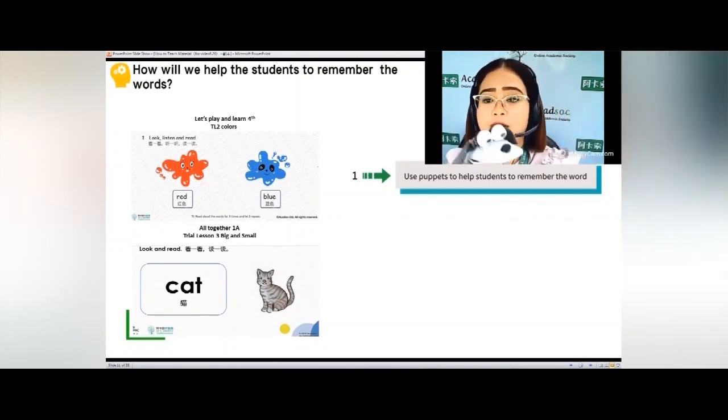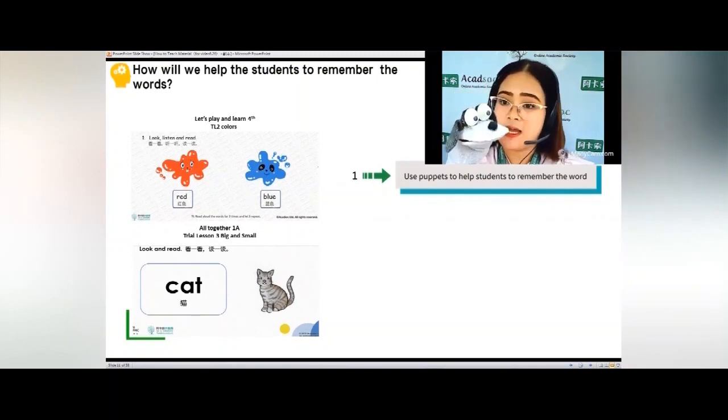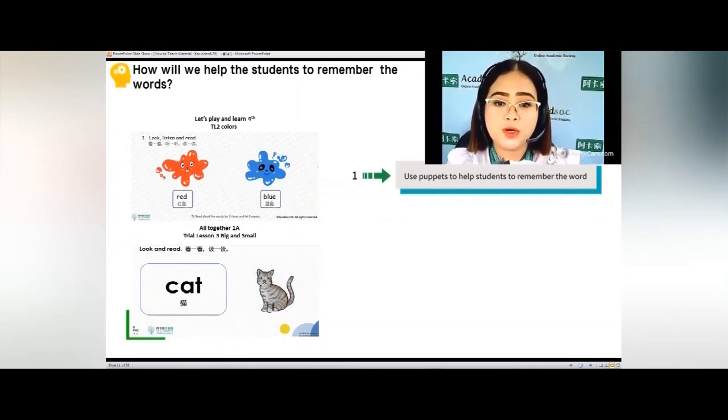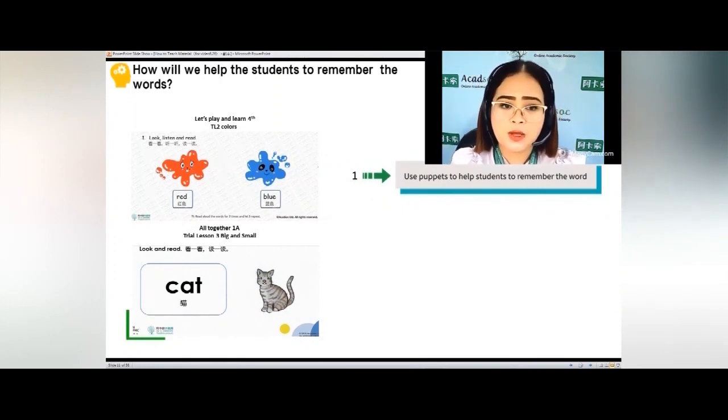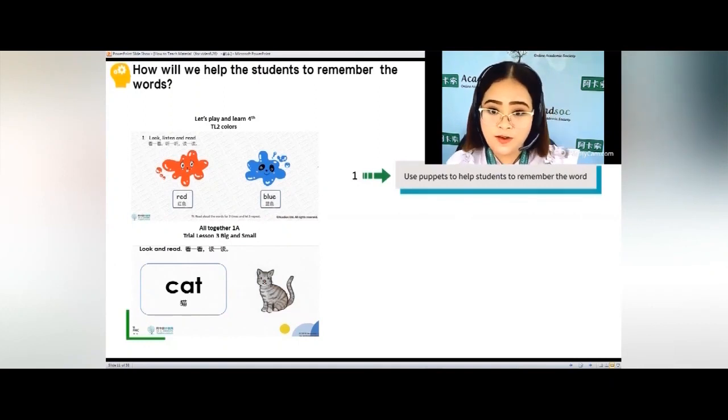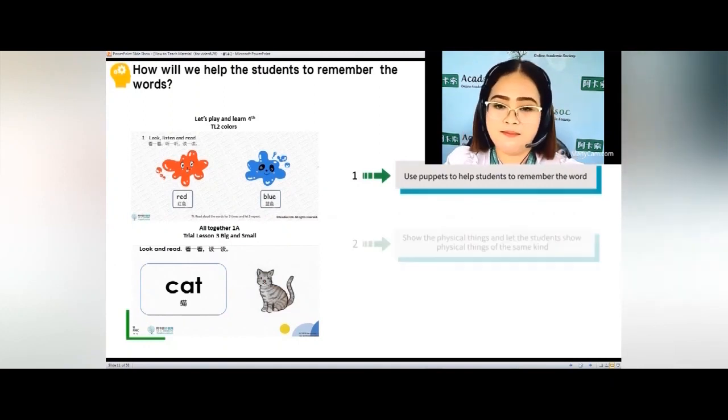So guys, try to make use of puppets. You could use them to make the student have fun while learning, okay? If they're going to link fun and learning at the same time, they tend to remember it easily because they would associate learning with fun, right? Now let's go ahead and move to the next one.